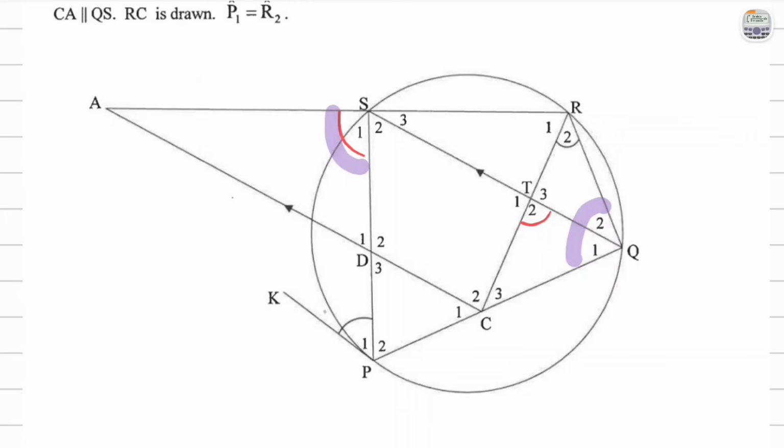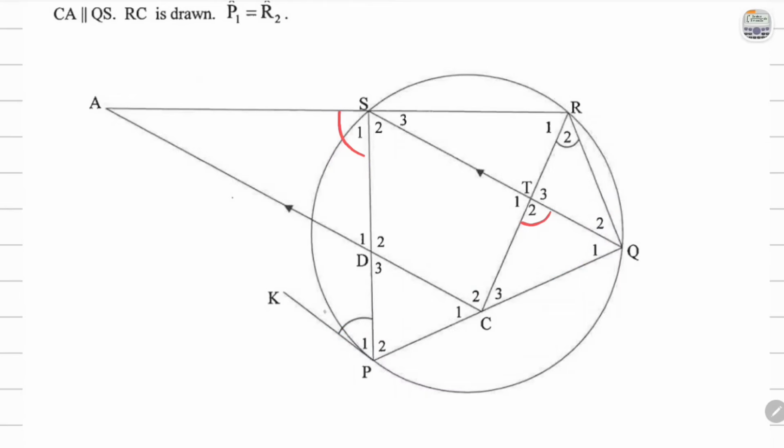Don't find random things. Don't say, oh, okay, I know that angle P1 is equal to angle R2, so I'm saying angle P1 is equal to angle Q1. But why? Because now you're just moving from points to points with no actual direction. So here's a method that we can use.